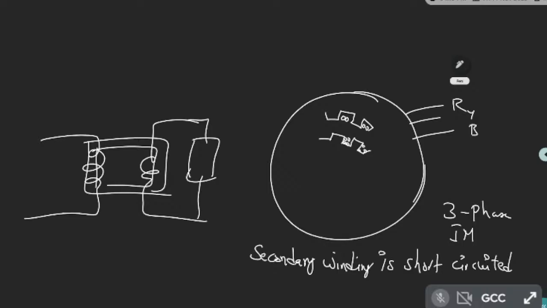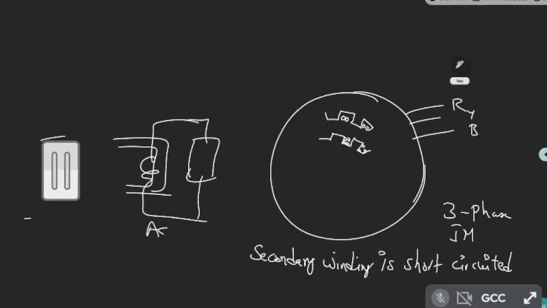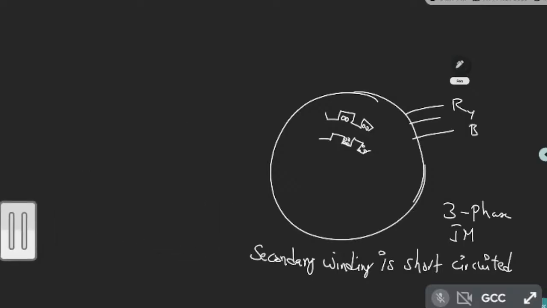Here input is AC, output is AC. Here also the primary winding is AC, and the rotor also has AC. But whenever we apply an AC supply, this induction motor starts rotating. How does it start rotating? On what basis is it rotating? Simple. See, the working of the induction motor.